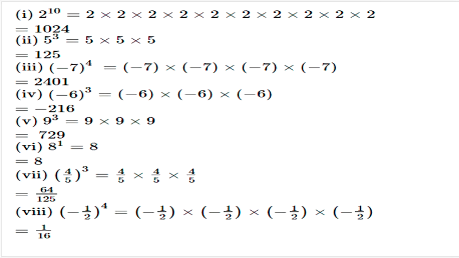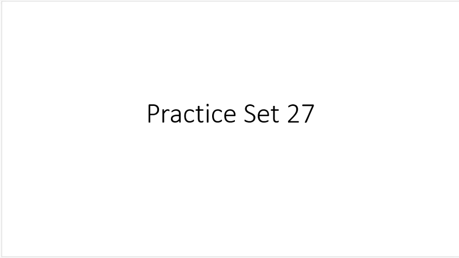Question 2, find the value. All you have to do is simply multiply the numbers and get the answer. Practice set 27. Simplify.